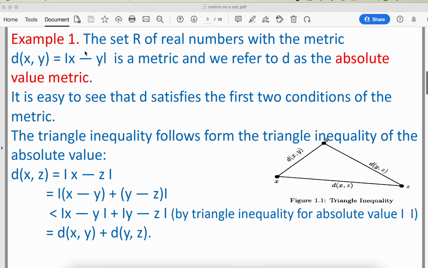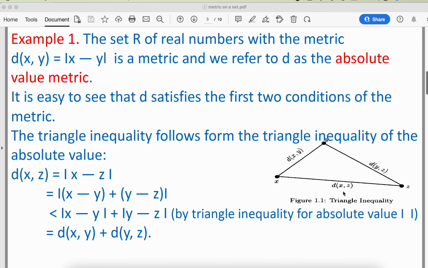Now we will check the last condition, which is the triangle inequality. We know that the distance of x from z is modulus of x minus z. If we add and subtract y, this is modulus of (x minus y) plus (y minus z). We have subtracted y and added y, so it hardly makes a difference. By the triangle inequality of absolute value, this is less than or equal to modulus of x minus y plus modulus of y minus z. And this is nothing but d(x,y) plus d(y,z).